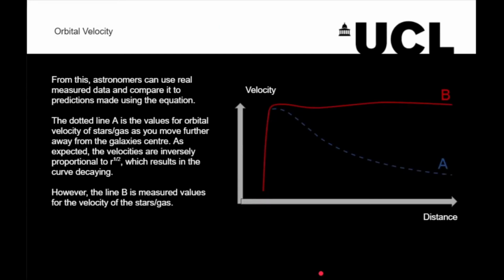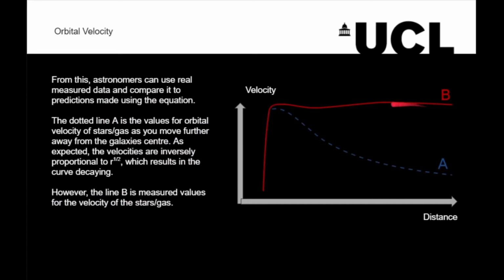A real application of this is looking at orbital velocities of stars or dust in galaxies. Astronomers use real measured data and compare it to the predictions made using the equation just derived. Looking at the graph, the dotted line A is the velocities calculated of stars as you move further away from the galactic center. As our equation shows, orbital velocity varies inversely proportional to root r. This results in the curve decaying as we see.